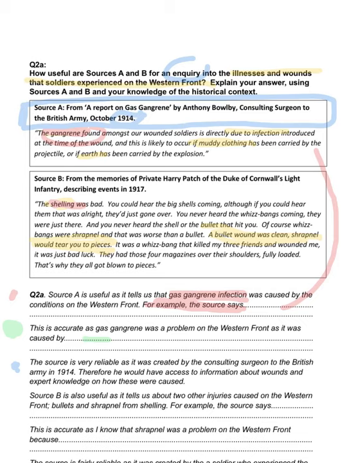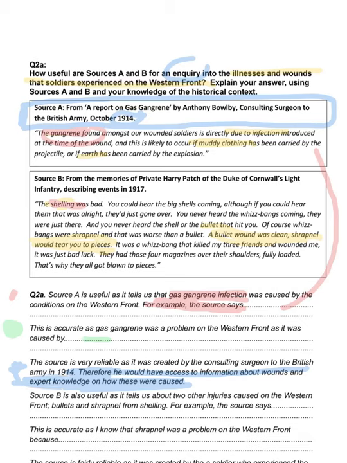So I've gone for the source is very reliable as it was created by a consulting surgeon to the British Army in 1914. Therefore, this bit is the bit people have been missing. You're really good at saying it was made at the time, it was made by someone who was there, or it has the purpose of informing, so it's really reliable, or the type of source is helpful, but you don't make that connection back to the question. Now you need to say, well, what would it tell us about illnesses and wounds? So I've said, therefore, he would have access to information about wounds and expert knowledge on how these were caused.